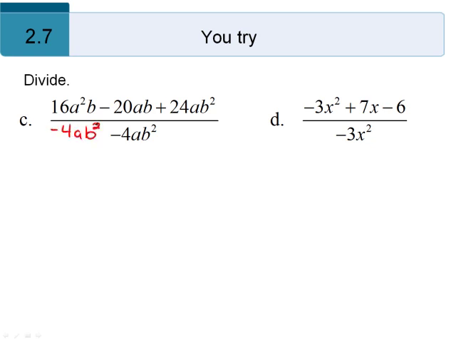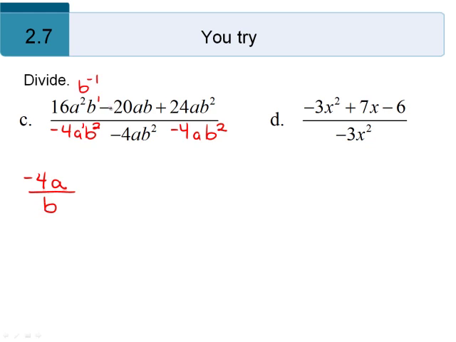So we're going to put -4ab squared underneath each term here. Okay? So 16 divided by -4 is going to be -4. You can subtract the a's. That's going to just give me a. And on the b, 1 minus 2, I'm just going to write it here so I can see it, b to the -1. That means that has to go to the bottom to become b to the first.